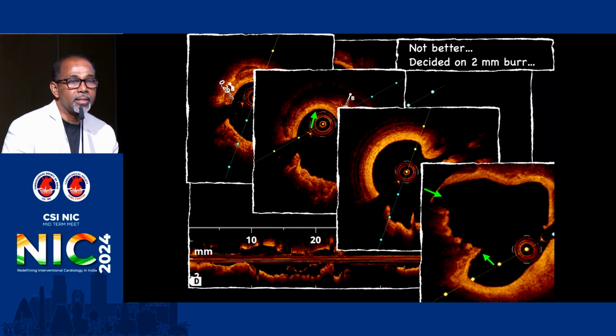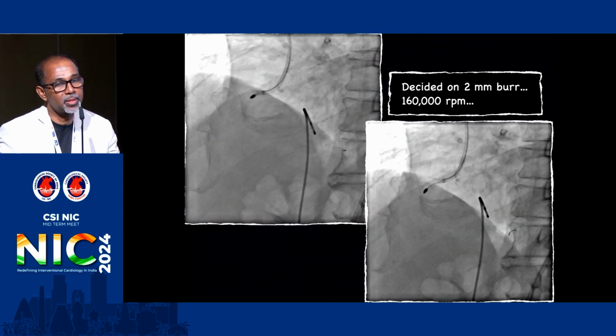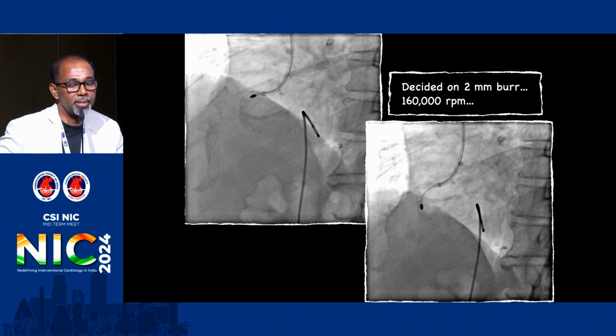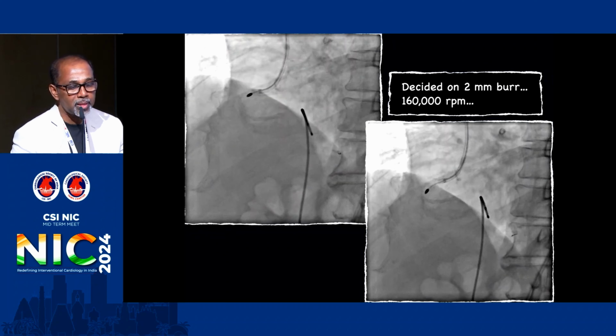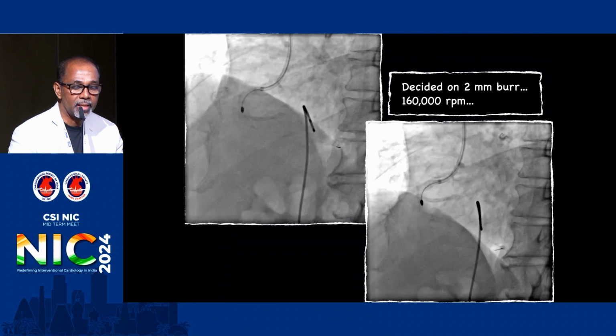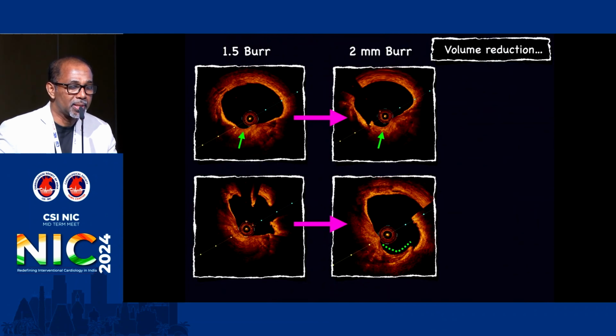So we understood that the initial 1.5 millimeter burr hadn't done much for this particular lesion. There was a significant amount of calcium remaining. We needed to do some more excavation. So we decided on a 2 millimeter burr at 160,000 RPM. We were able to get across the lesion, and that was the rotablation with the 2 millimeter burr.